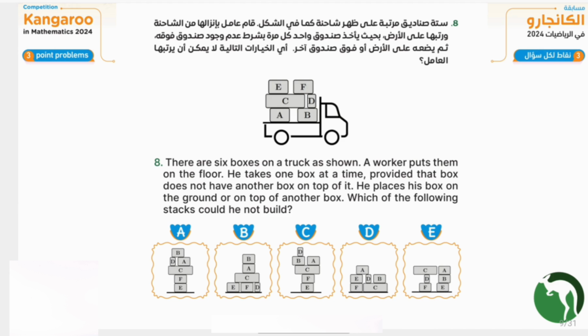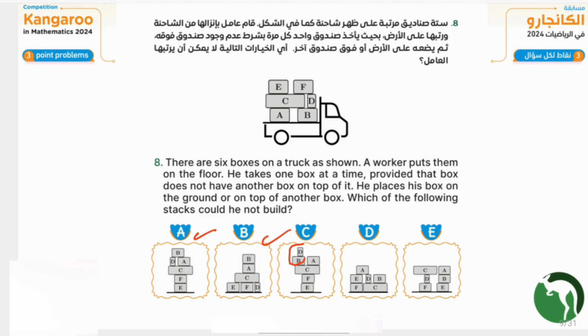Okay, now let's check one by one. We have here E at first, then F, then the longest one, the biggest one, C, and then D, and then A, and then B. So this one is correct. And the second one we have E and F, D, and then C, and A and B. This one also is correct. Now here we have E, F, C, then we have B, D.